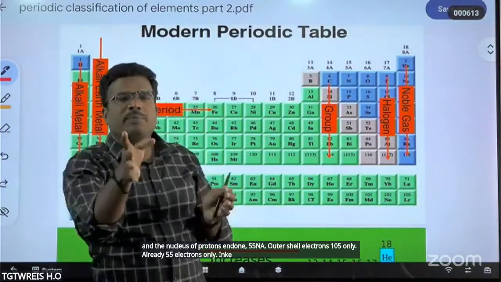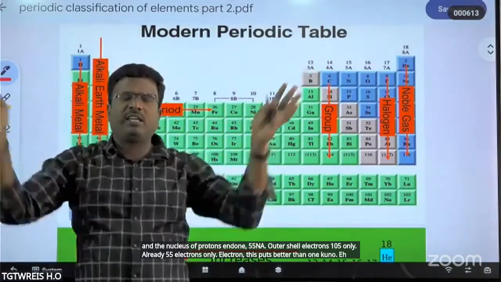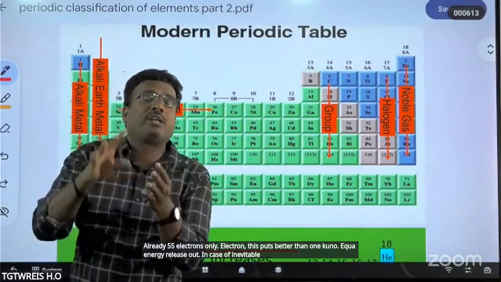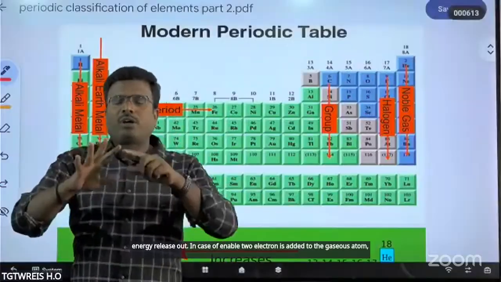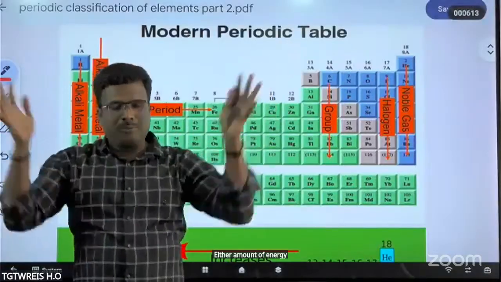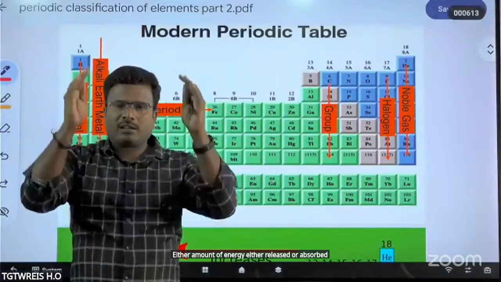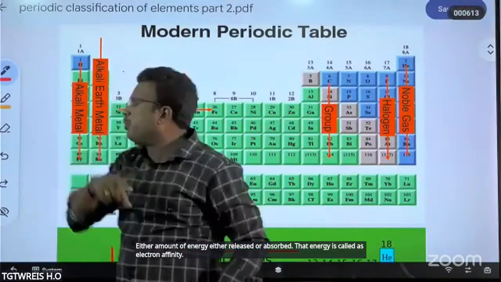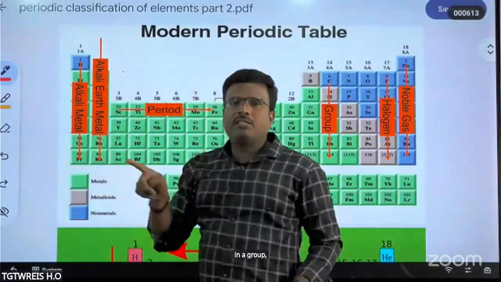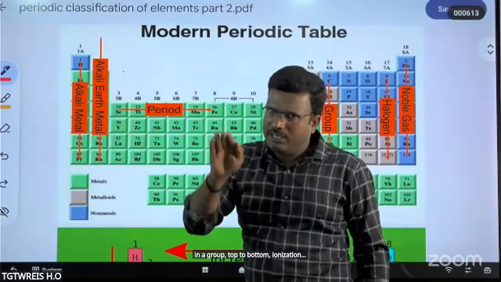Whenever an electron is added to a gaseous atom, either the amount of energy is released or absorbed; that energy is called electron affinity. In a group, from top to bottom, electron affinity decreases.